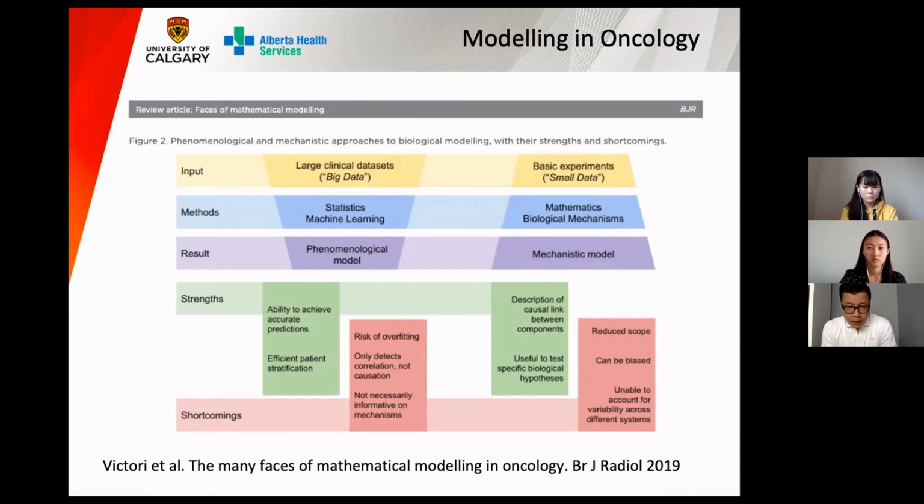And then the other way to do it is through a mechanistic model, where it's a bit more using smaller real data, and then developing a bigger model to help try to explain a certain hypothesis. But it can be somewhat biased because you're using smaller bits of data that lend themselves to bias.